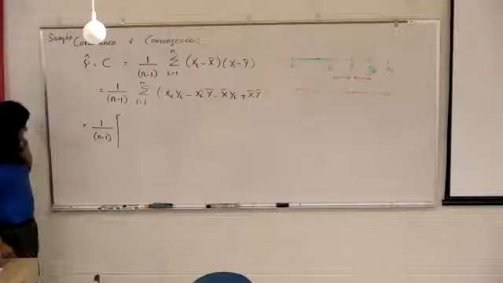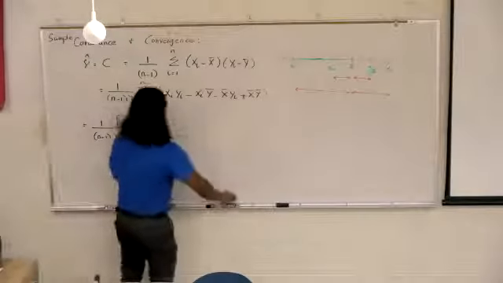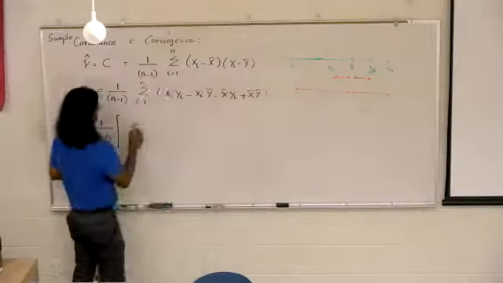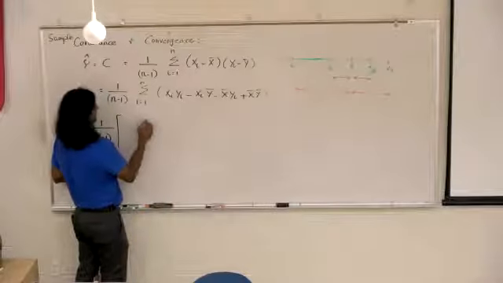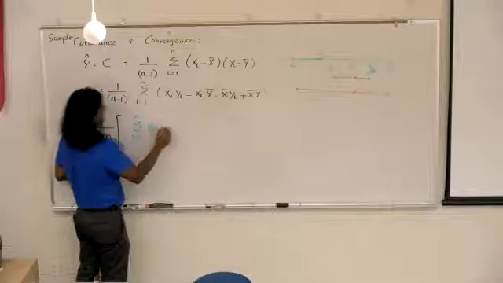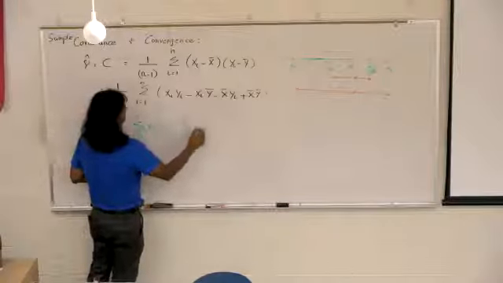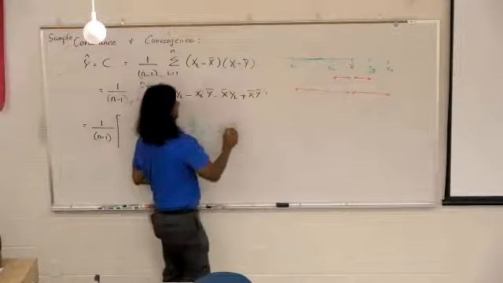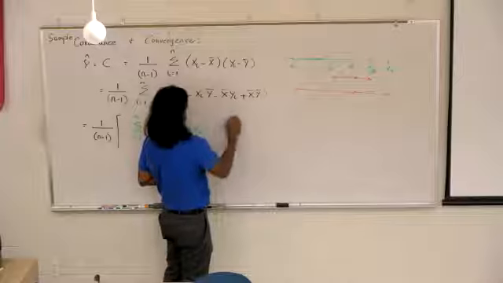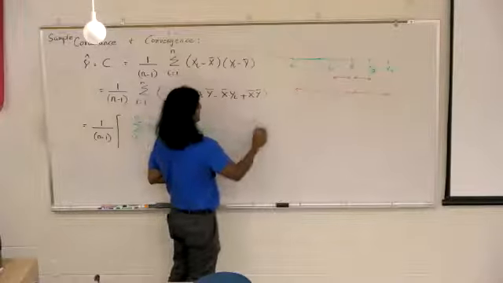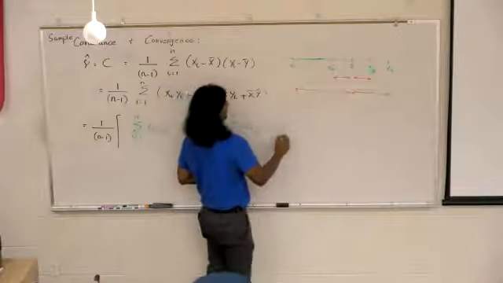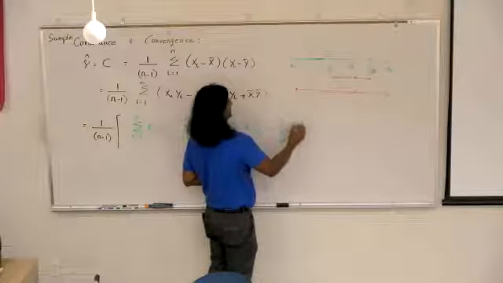So, okay. Distribute the sum. You have sum 1 to n xi yi minus sum 1 to n xi y bar minus sum 1 to n x bar yi plus sum 1 to n x bar y bar.